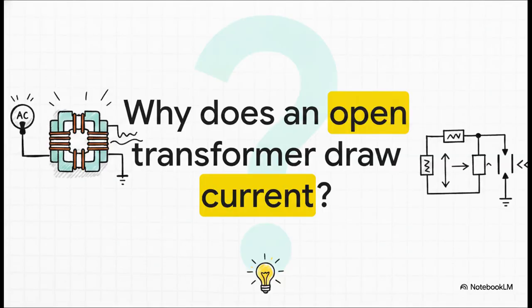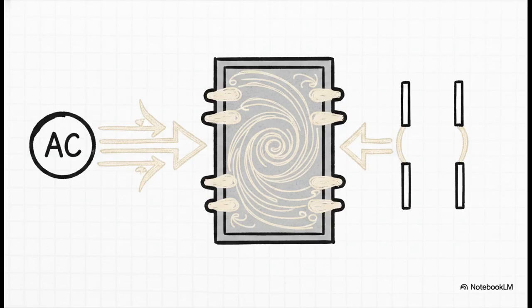Okay, let's pause for a quick puzzle. Imagine a transformer's secondary is totally open-circuited. There is absolutely nothing connected to the output. Yet, if you put an ammeter on the primary side, it still draws a small current from the source. Why would a transformer draw power if it isn't supplying any power to a load? Take a second to apply what we literally just learned about the core. Have your answer? Well, here's the reveal.